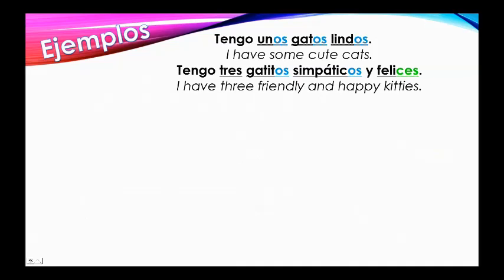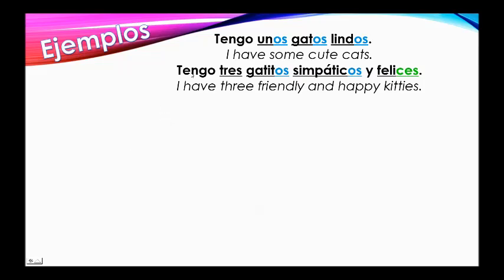Alright, so here are some more examples with my cats, con mis gatos. Tengo unos gatos lindos. So notice here how everything is agreeing. I'm saying the subject is multiple cats, so unos is masculine and plural, and so is lindos, masculine and plural. So I have some cute cats now, is what it says.